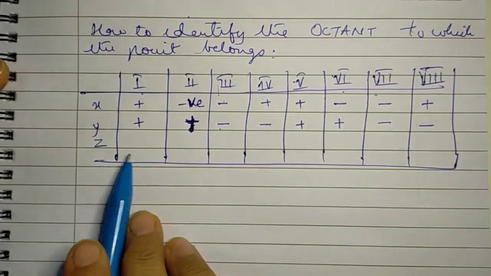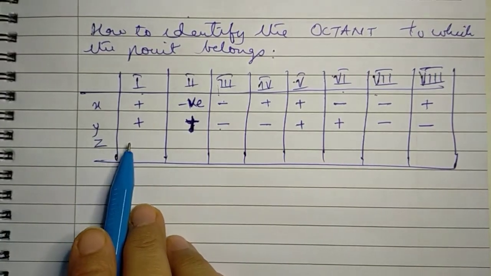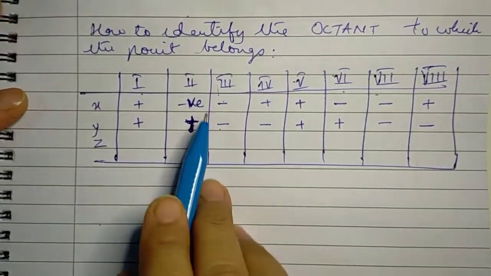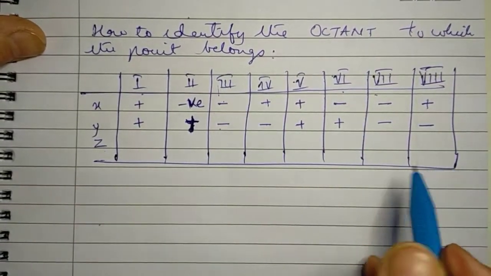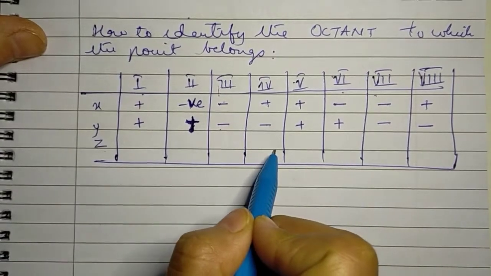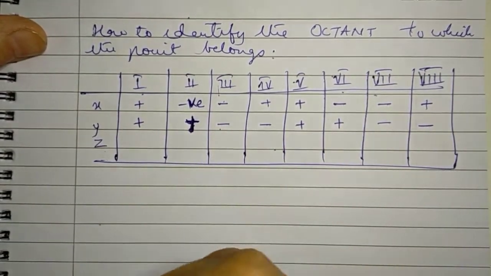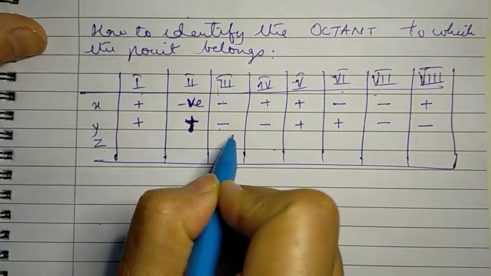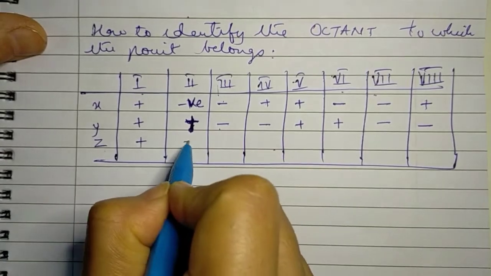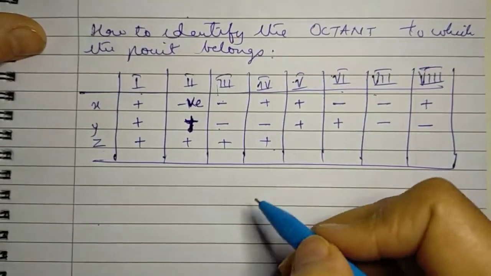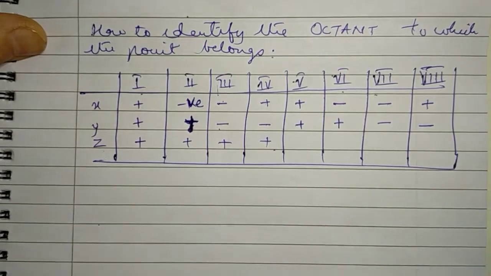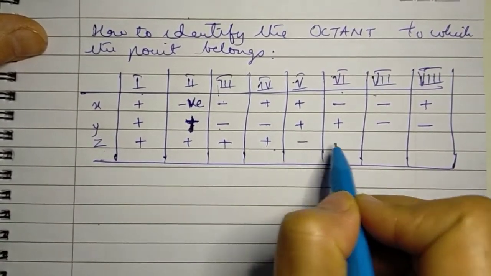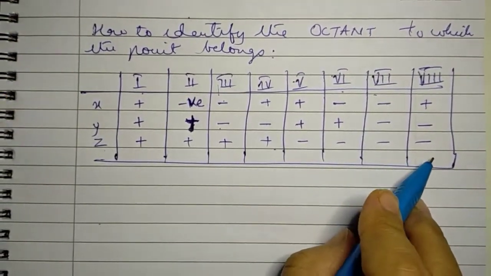Now how to decide the sign associated with z in each of the octants? The first 4 octants, which face us while we write it on the paper, will have z positive, and the remaining 4 octants, for which the z axis is pointing inwards, will have the z coordinate as negative.